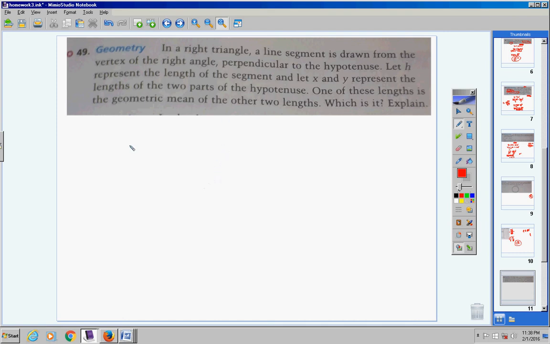In a right triangle, a line segment is drawn from the right angle perpendicular to the hypotenuse. I've got to draw a line that comes across from the right angle to this side so that it's perpendicular there. Let h represent the length of that segment, so this will be h right here, and let x and y represent the two lengths of the hypotenuse. So I'm going to color this black from here to here, and we're going to call that x. Alright, I'm going to color this blue from here to here. That's blue, and we're going to call that segment y, okay?